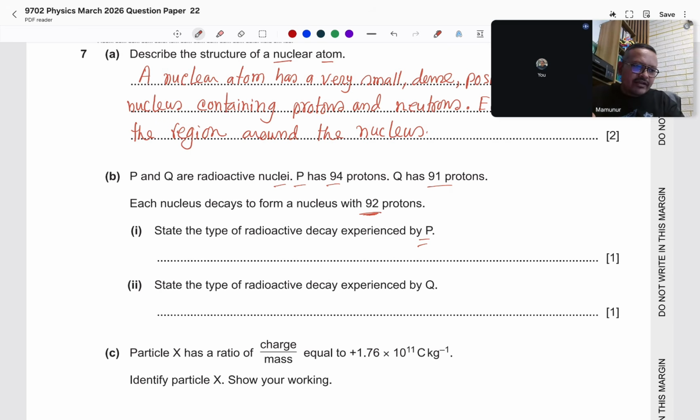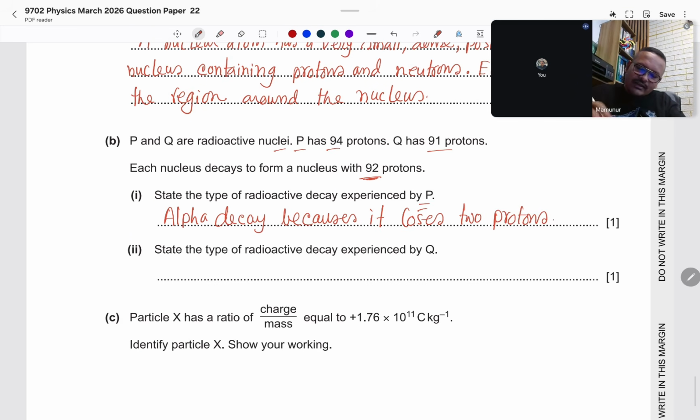So here two protons decrease. So we can write alpha decay because it loses two protons. State the type of radioactive decay experienced by Q.